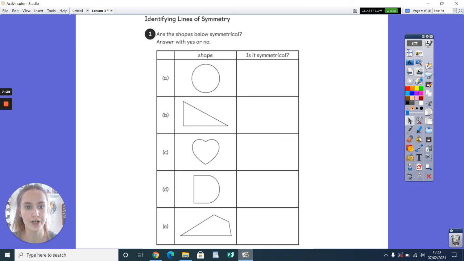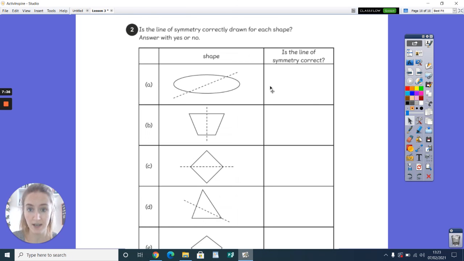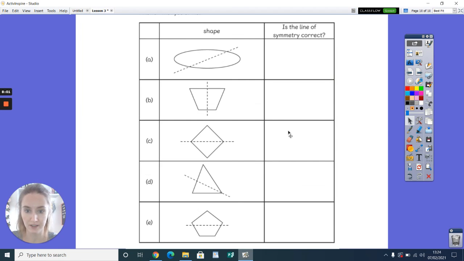Yes or no? And then your second page, again, okay, but this time it's giving you the line that you have to look at. So it might be symmetrical, but the line that it's chosen, okay, might not be. Like this shape is symmetrical going down, but the line of symmetry isn't going down, it's going across. So is it symmetrical if you folded it across there? Yes or no? Is it symmetrical? Yes or no?